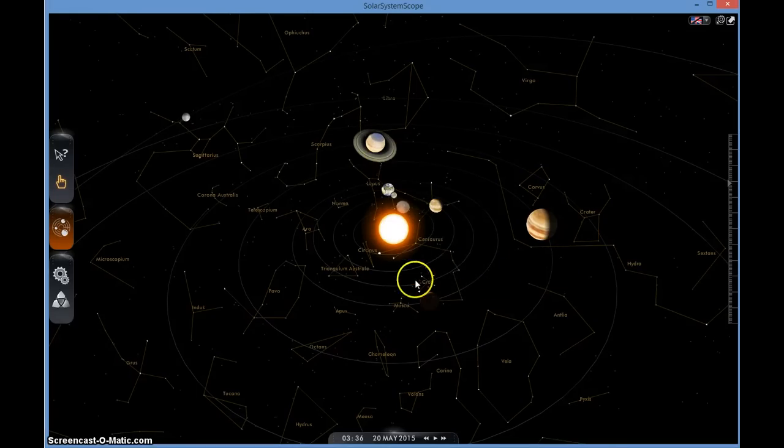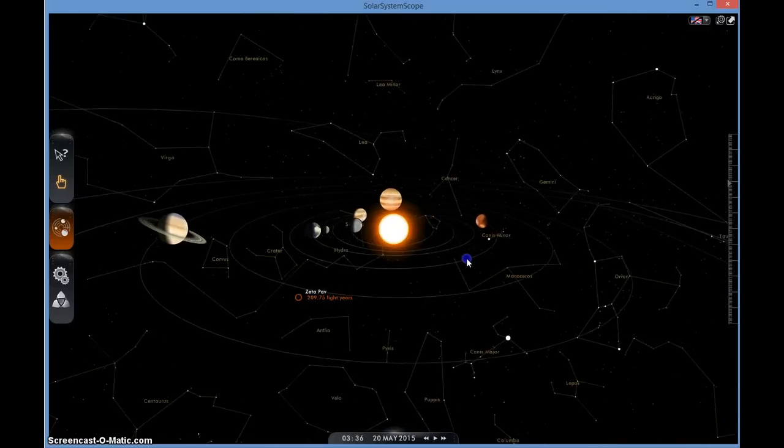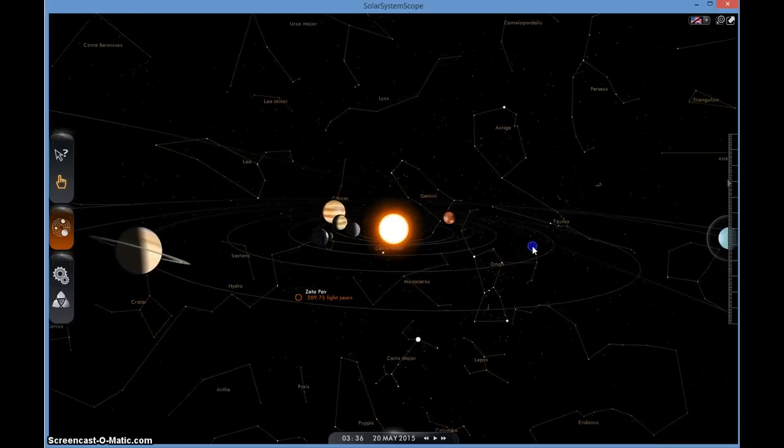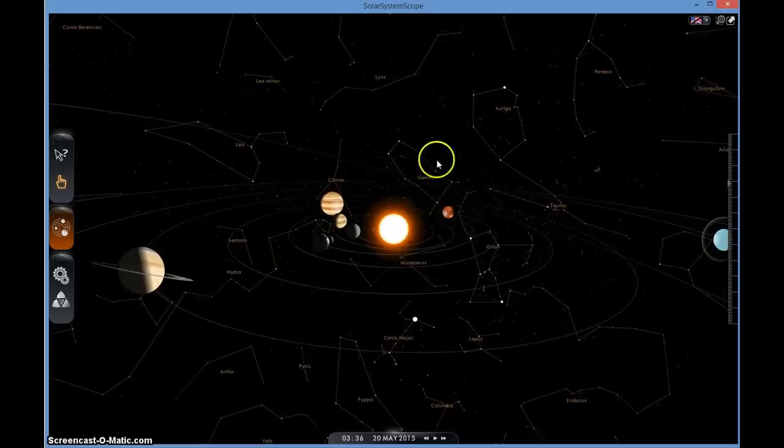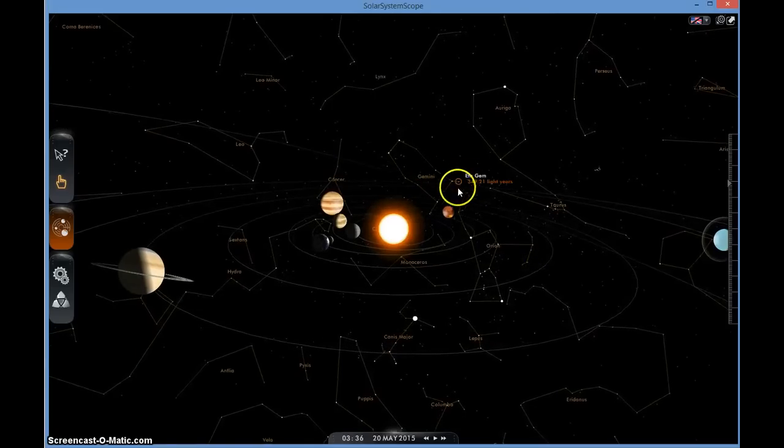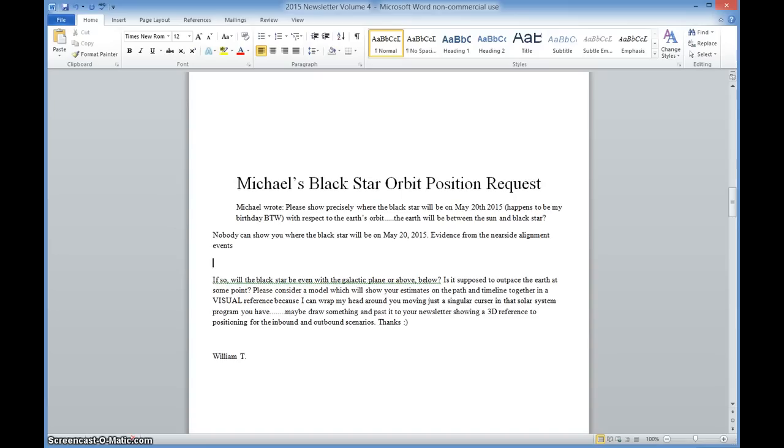That line right across there gives us these 2 lines. The center of the orbit gives us the perihelion. If you turn this around and go backwards, then you're going to see that the black star originated somewhere over in this area. Okay, let me see if I can get to the final part of your question here. And maybe draw something and paste it in your newsletter showing a 3D reference to position for the inbound and outbound scenarios. That's what I just did.